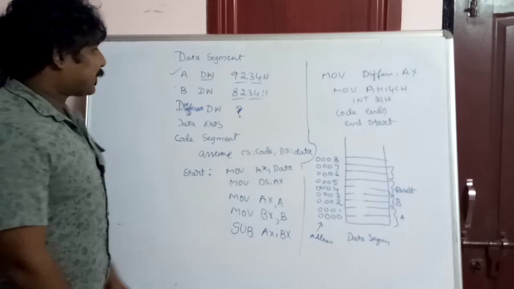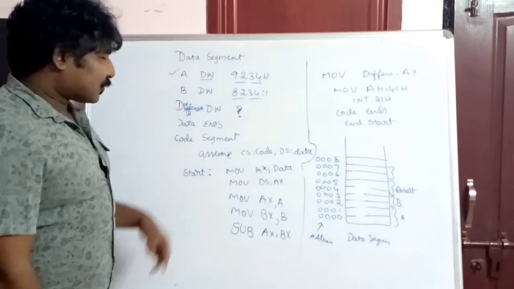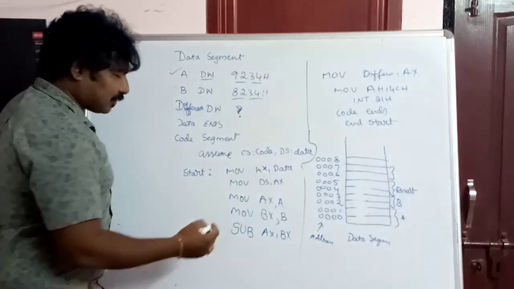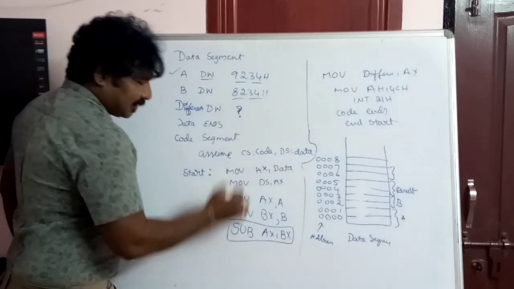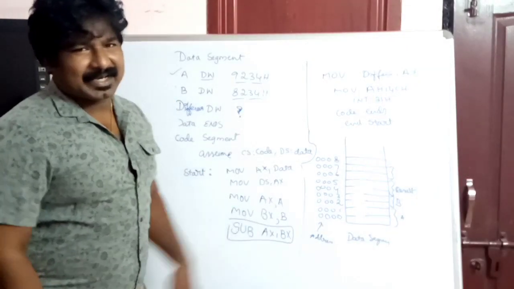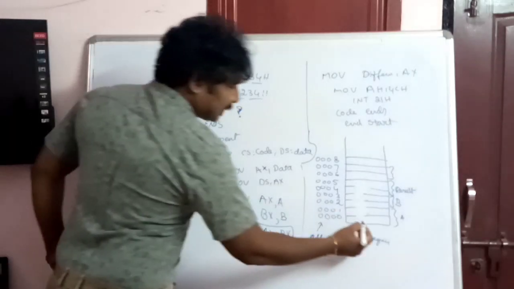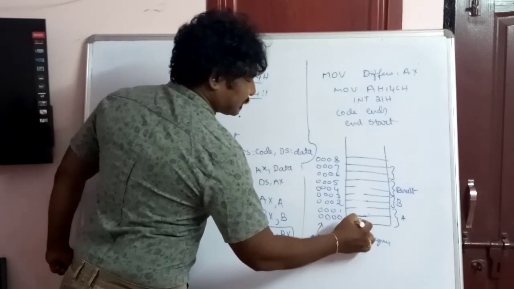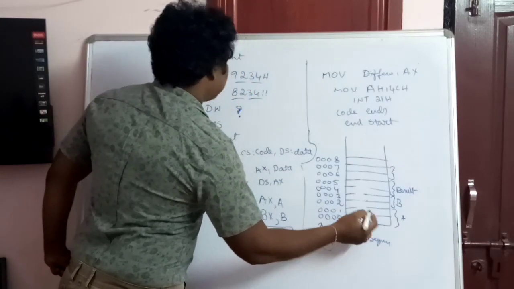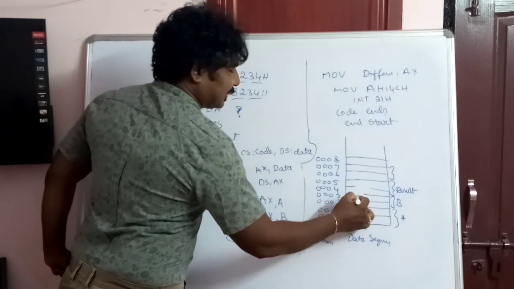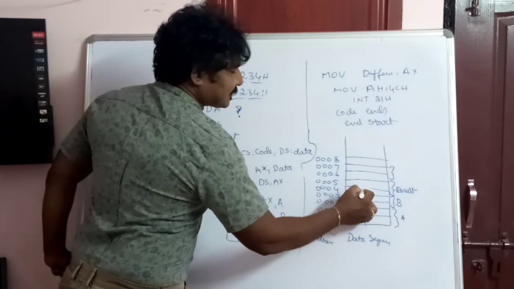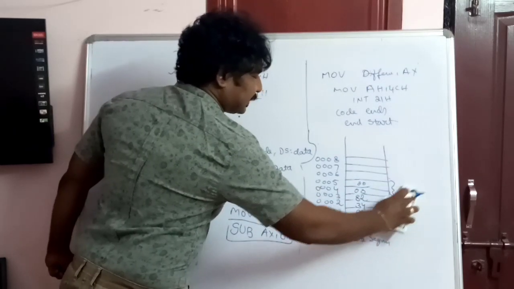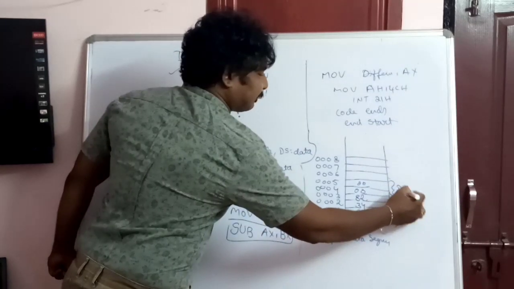Friends, this is a program for subtraction of two numbers. Let me quickly explain it. It is a very easy program, you only change the line from addition to subtraction, that means SUB AX comma BX. Here, 9234 means first 34 will be stored, next 92. Similarly for 8234, it stores 34 and next 82. And for the result, these are zeros. We have changed the name from result to difference, so this variable is called difference.